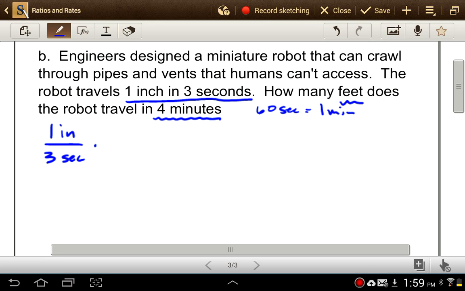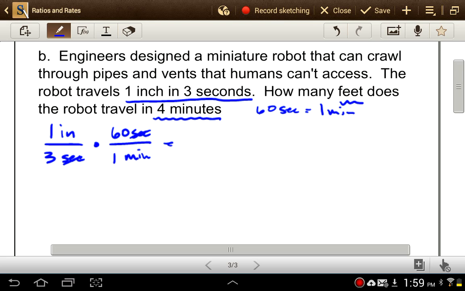Now I'm going to put my seconds on top, and I'm going to put my minute on the bottom. Again, the reason I put seconds on top is I can cross-cancel that with the seconds I have on the bottom. That's going to leave me with minutes on the bottom, and I want to know how many feet it travels in minutes. Now it's 4 minutes, and we'll convert that at the end. That's not a big deal.